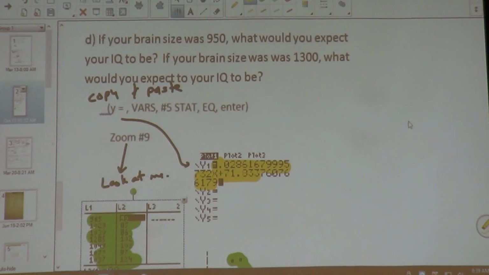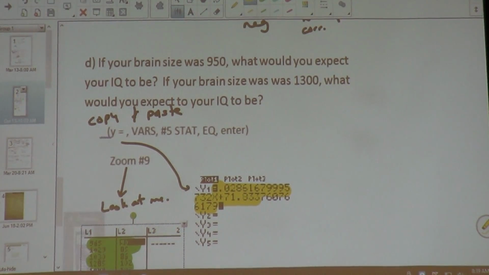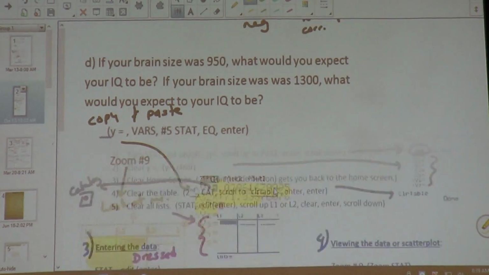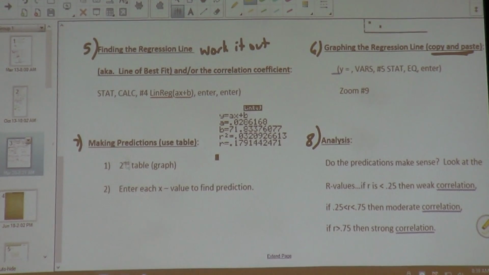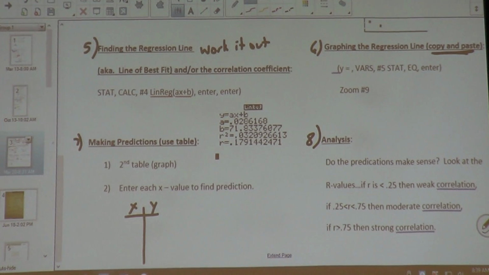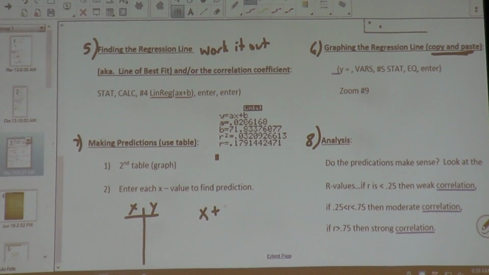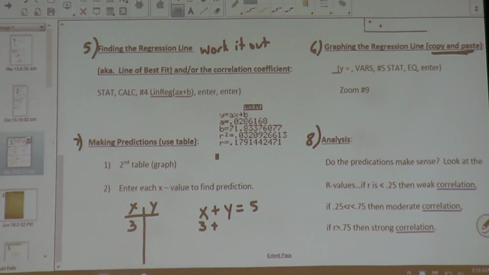So now I'm ready to make a prediction. So where do I go? And I have it right here just in case we need to cheat. Where do I go to make a prediction? We go to that table. Remember back in Algebra 1 when y'all did that little table? If I go real simple, if I go x plus y equals 5, if x is 3, what is y going to be? 2.